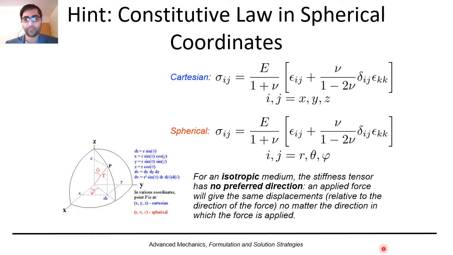For an isotropic medium, the stiffness tensor has no preferred direction. An applied force will give the same displacement relative to the direction of the force, no matter the direction in which the force is applied. That's basically the case in spherical coordinates too.